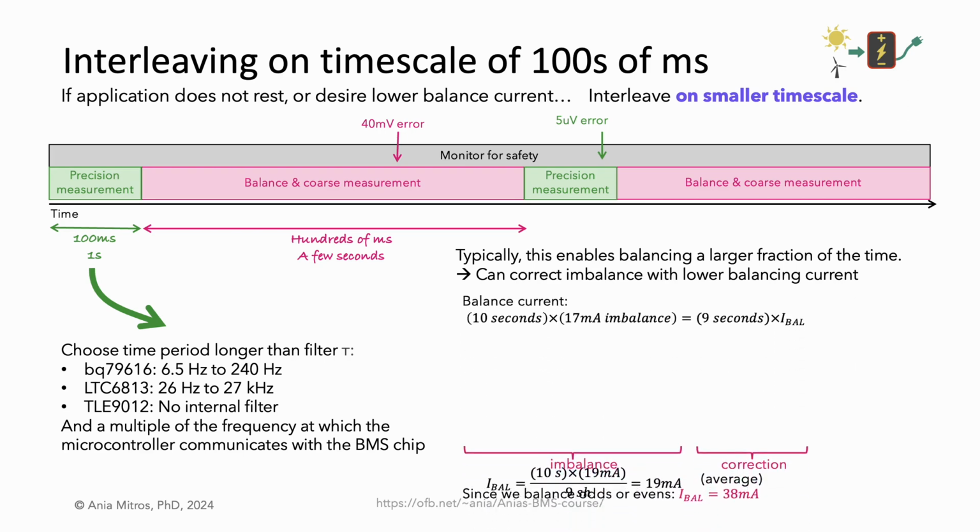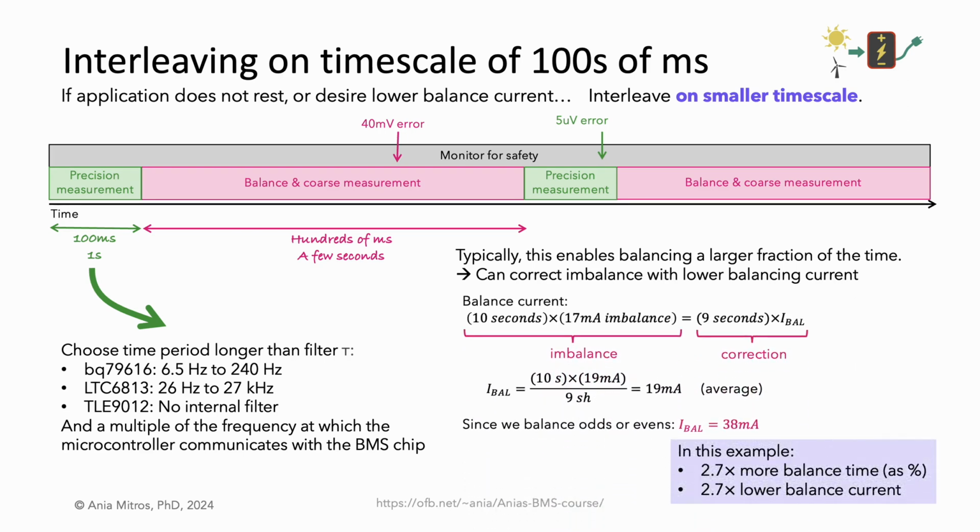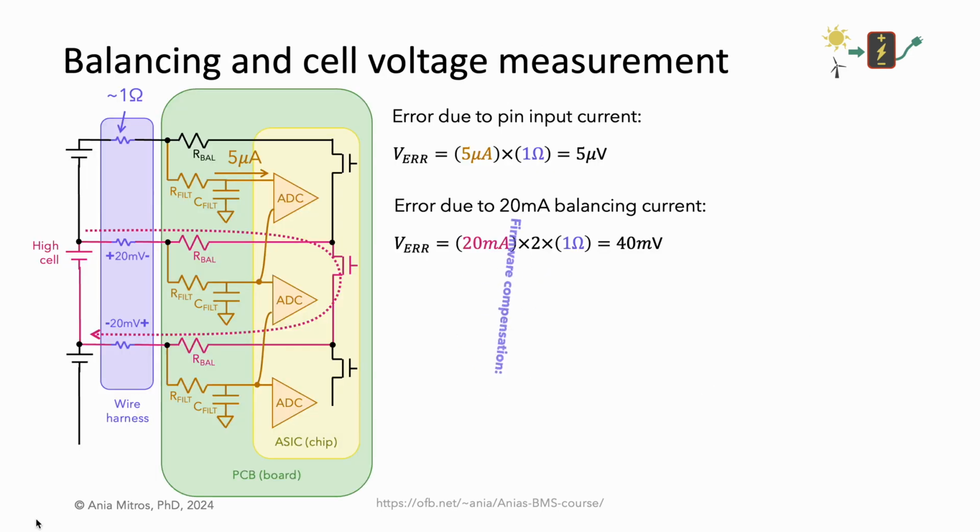And in turn, that enables a lower instantaneous balance current. By balancing more of the time, we can get away with a correspondingly smaller balance current. Another idea is firmware compensation. The firmware can take the voltage measured during balancing and subtract from it a value that approximates the expected voltage drop due to the balancing current.